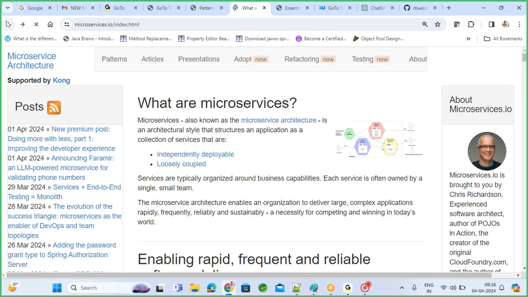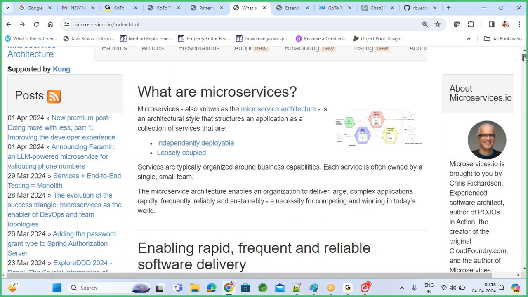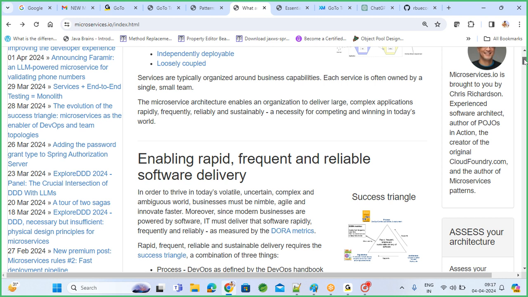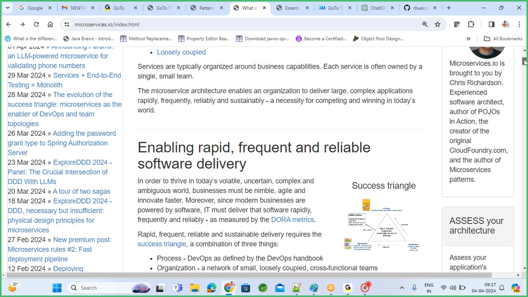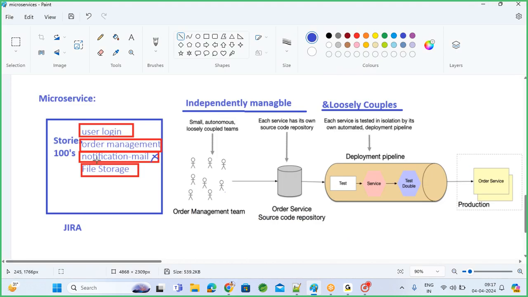So these are the two important things. Your microservice should be independently deployable and loosely coupled, in the sense they should not have dependencies. All your independent services should be loosely coupled services, then only they will become independent. If your services are independent, they are loosely coupled. If your services are loosely coupled, they are independent.